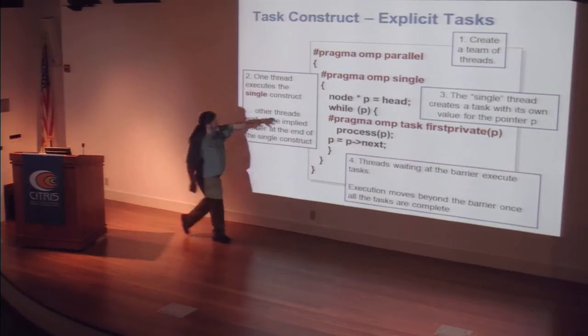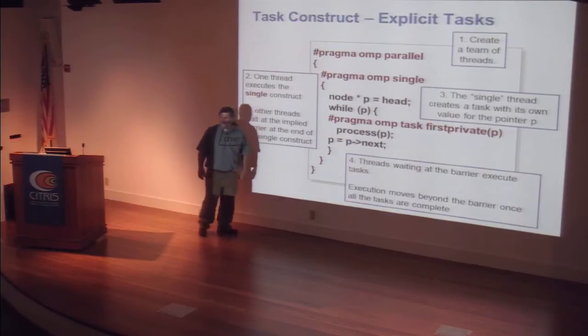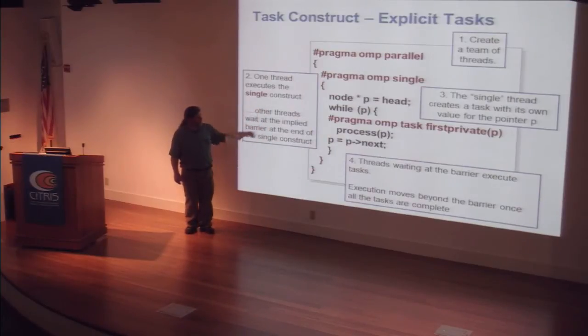So one thread's going to execute this code between here and here. The other threads will sit and wait at the end. All right? So now I grab the head of my list, I go through my while loop, and I'm going to create a task for each node in that list.